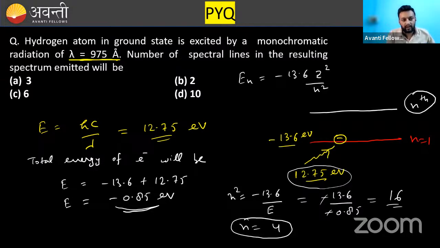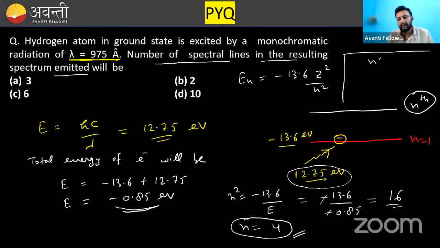So the question is asking the number of spectral lines in the resulting spectrum. Number of spectral lines means number of transitions. How many transitions can it make from n equals 4 while returning? There is a golden formula I have told you. Number of transitions is n(n minus 1) by 2. So put the value of n equals 4 and you will get the answer. That is 6. Very good.